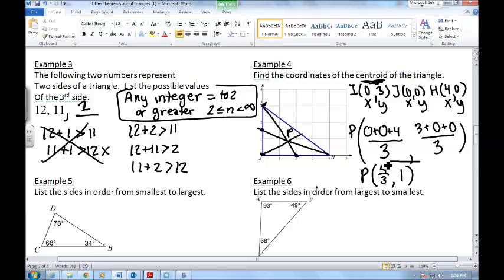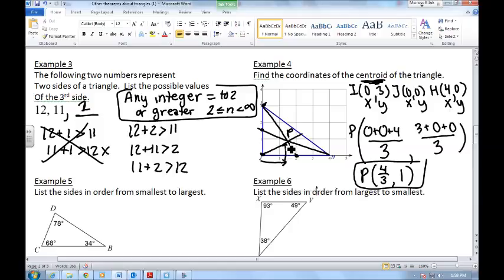So let's see how we did drawing it by hand. Remember, 4/3 is about 1 1/3. So we come to the right, about 1 1/3, and we go up to 1. See, by hand I was off a little bit, but you can check it visually and make sure you're pretty much in the right space. So the centroid would be at 4/3, 1.